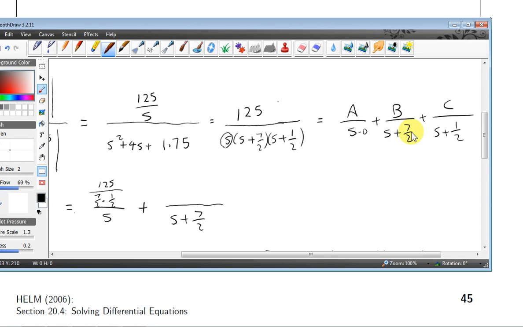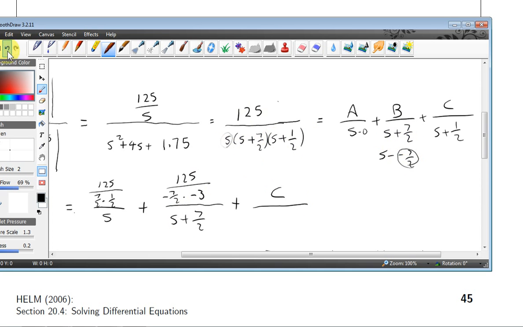Now, this denominator is s minus 7 halves. So we cover up s plus 7 halves and replace s in what's left with minus 7 halves. So we put minus 7 halves in for this s. We ignore this is covered up, and we put minus 7 halves in here. Minus 7 halves plus 1 half is minus 6 halves, which is minus 3.